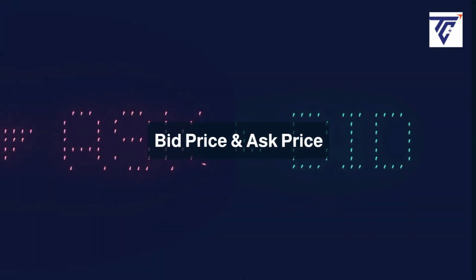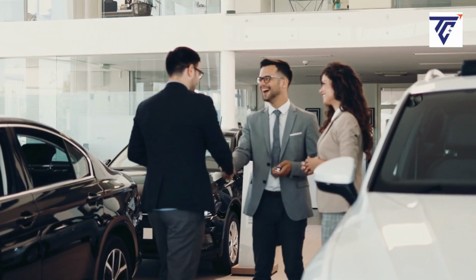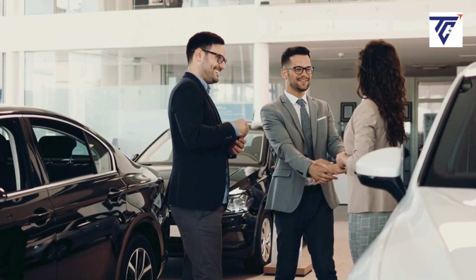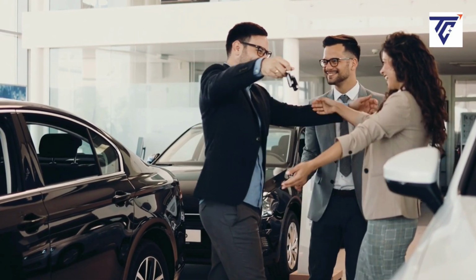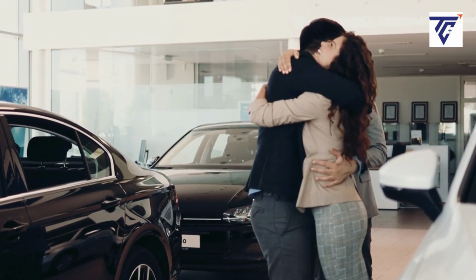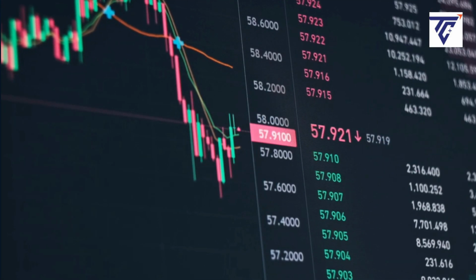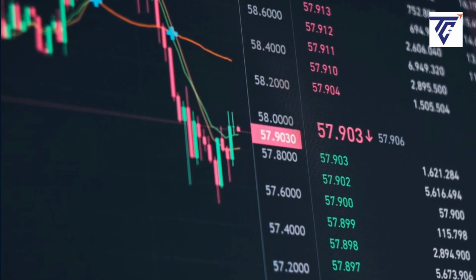Bid price and ask price. Let's start with a simple analogy. Imagine you want to sell your car. You'd probably have a price in mind, right? That's your asking price. Now, potential buyers will offer different amounts. The highest offer you get is the bid price. In Forex, it's similar. The bid price is the price at which a market maker or dealer is willing to buy a currency pair from you.